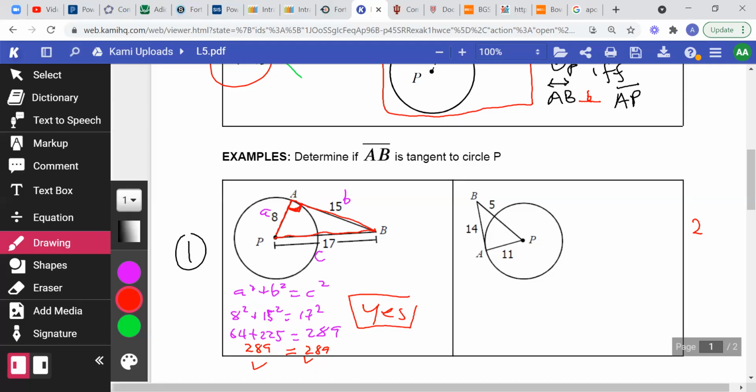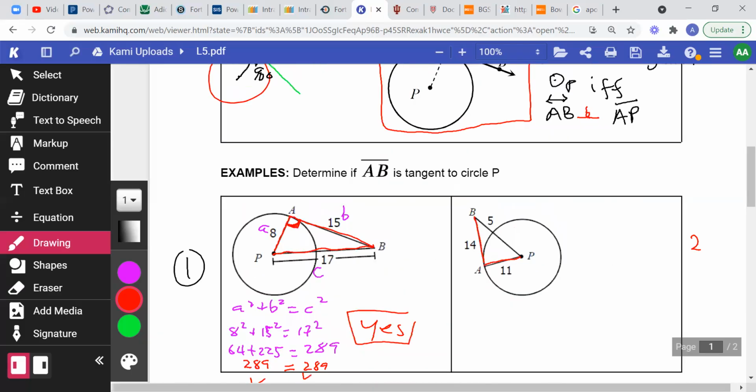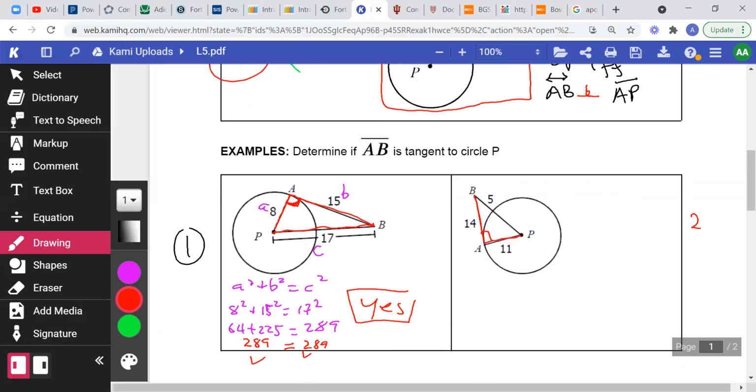Because here, as you can see, the tangent line is AB, and AP is a radius. Since the point of contact of the tangent line and the circle is P, by our statement, they're going to be perpendicular. AB and AP will definitely be perpendicular, okay? Which means if we join the center of the circle to one end of the tangent, we're going to have BP. And then what does Pythagoras say?